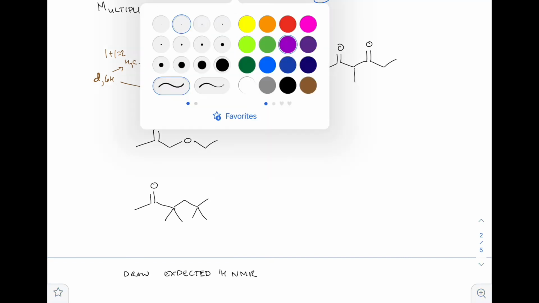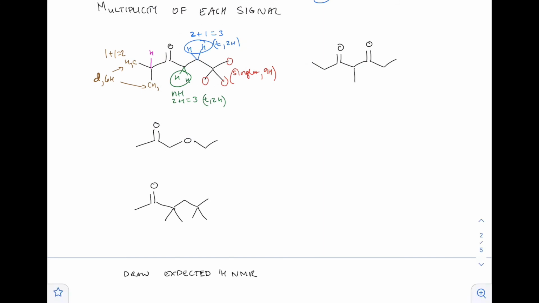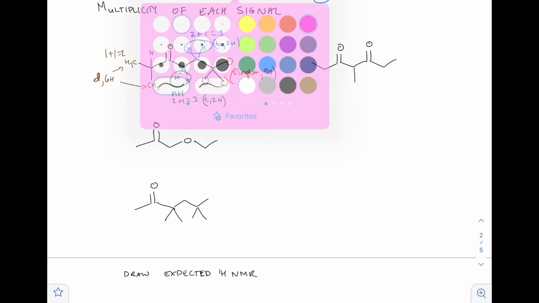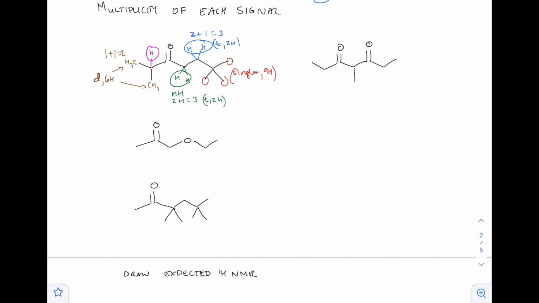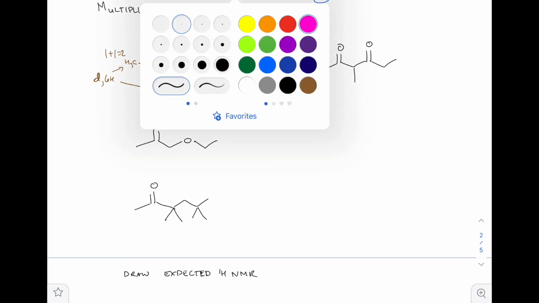What do we want to do? Purple? Oh no, we're doing pink already. So this pink one right here sees 6 protons, right? So that is 6 plus 1 equals 7, a septet. You might abbreviate that as sep, comma, 6, 1 hydrogen. Alright, so let's see if we can go through these faster.